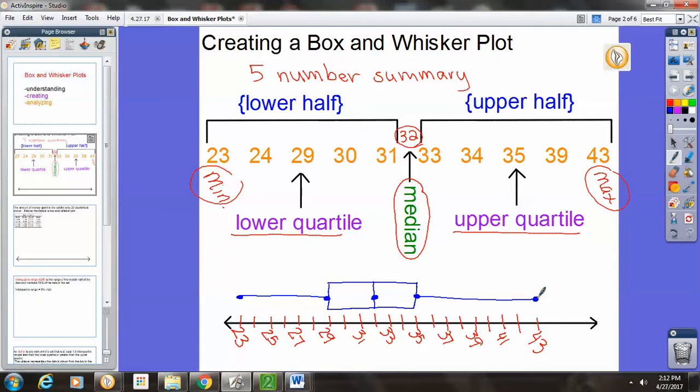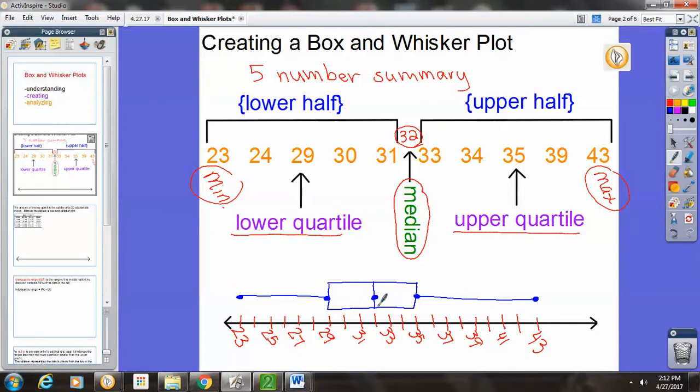In a box and whisker plot, this line here in the middle, this one right here, tells us right where the median is, of course. This box is representing where 50% of our data is. 50% of our points are between 29 and 35. And these whiskers here off the side are the lower 25% and the upper 25% of our data.